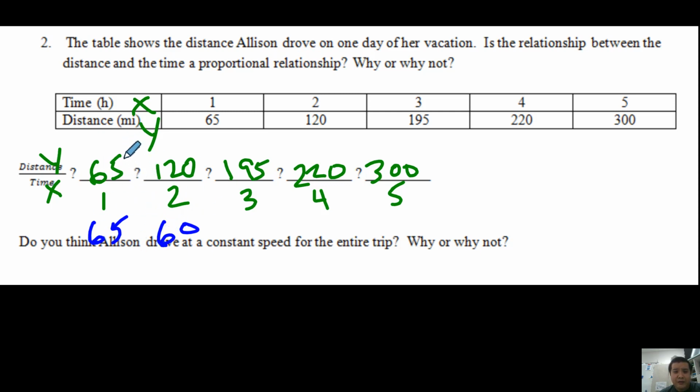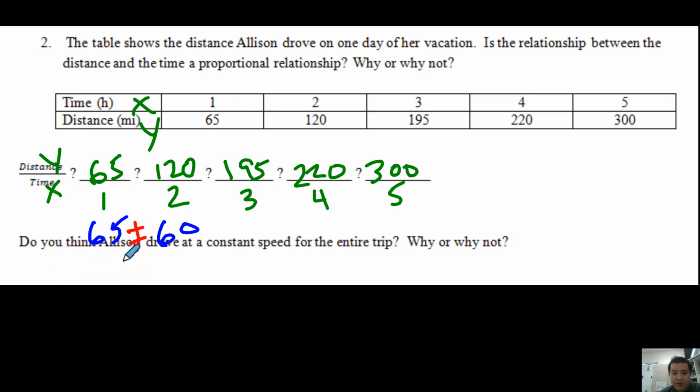In the first hour, you got 65, right? After the second hour, he averaged 60. That means that she's not going at a constant rate. So these two rates or ratios are not the same. Therefore, it is not proportional.